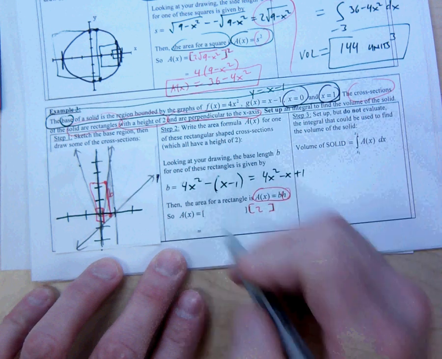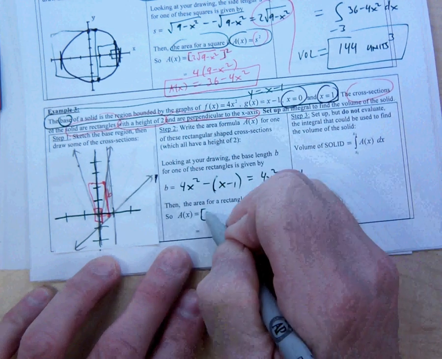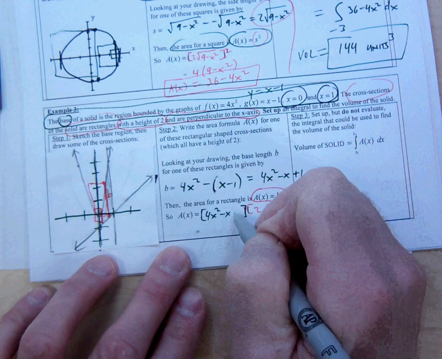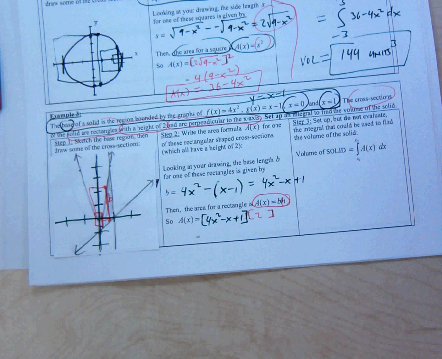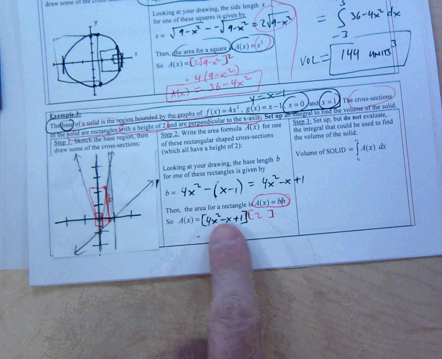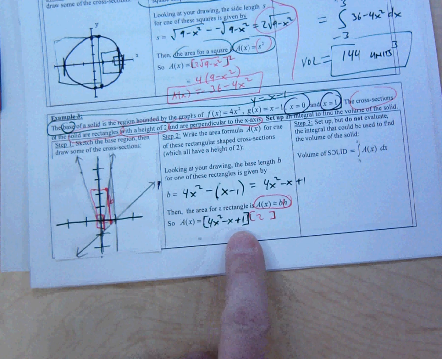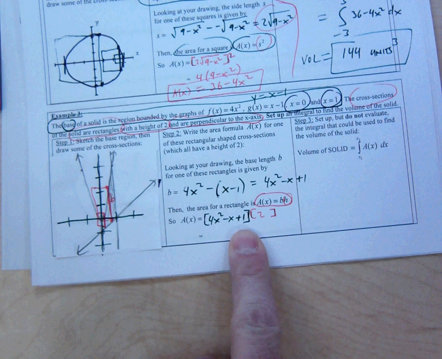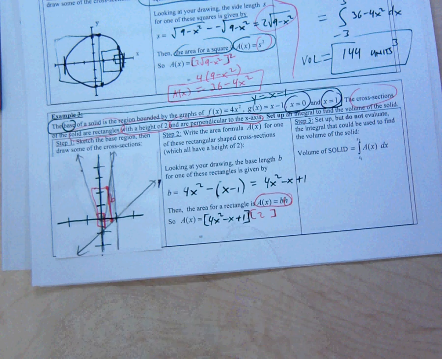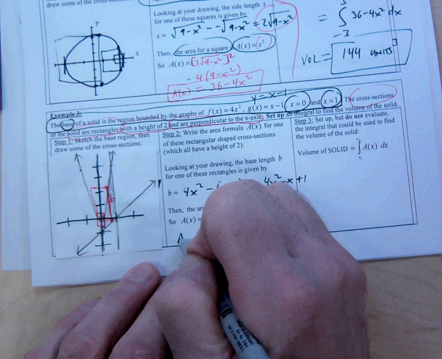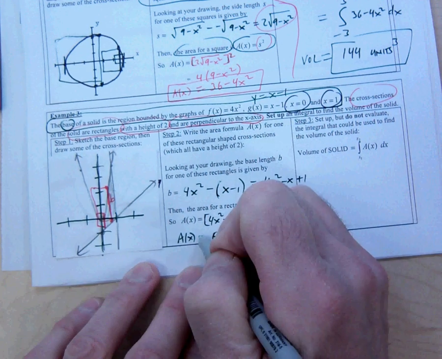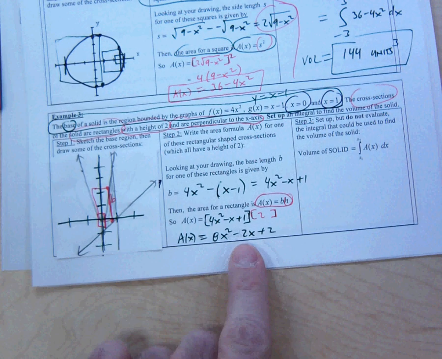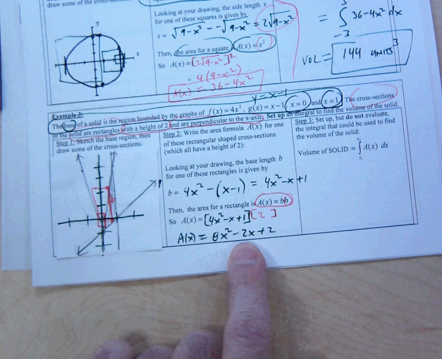And so do you agree you get that right there? For the base of one of those rectangles, guys? Yes? Any questions? Take a look at everything I just wrote here. See where everything comes from, guys, or no? All right, now distribute the 2 just to make things easier. Okay, so that's the area of one of those slices, which is the shape of a rectangle, right? With a height of 2.